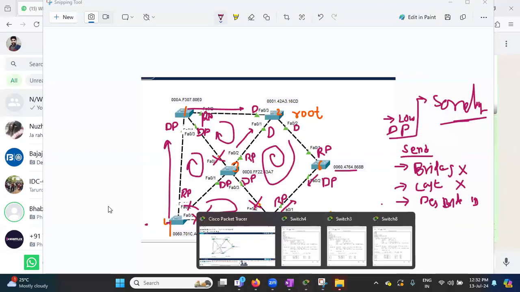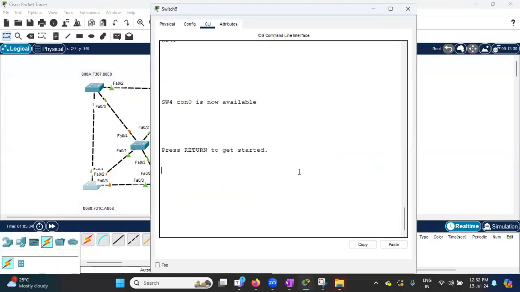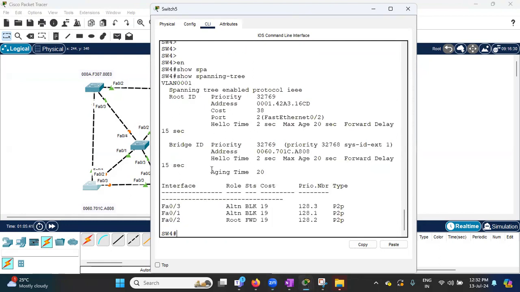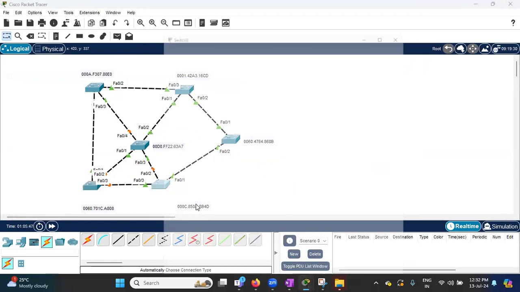Switch number 4, log in here. Enable, show spanning tree. So 2 are blocking and 1 is the root port. Proved.